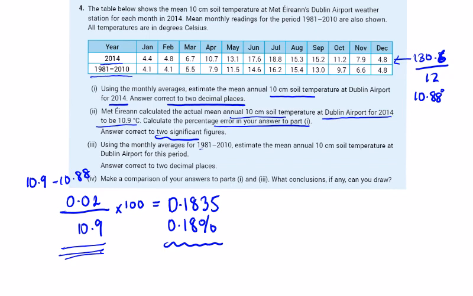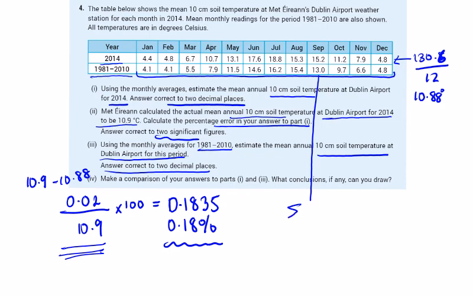And then using the monthly averages from the 30-year period, estimate the mean annual 10 centimeter soil temperature at Dublin for this period. Answer correct to 2 decimal places. Okay, adding up all of these, we're going to get the sum to be 113.4, divided by 12. It's going to give me 9.45 degrees Celsius.